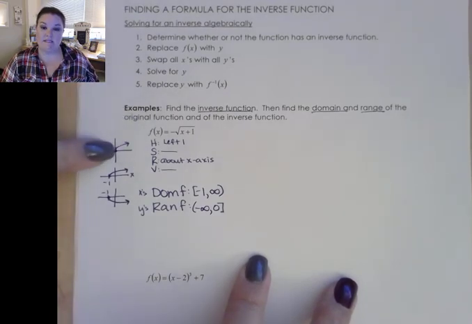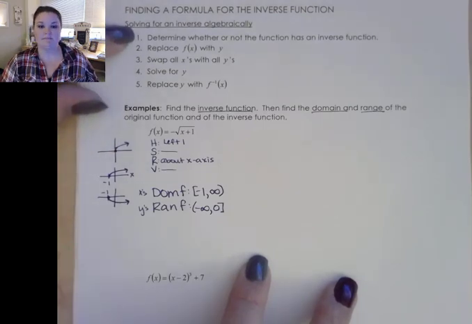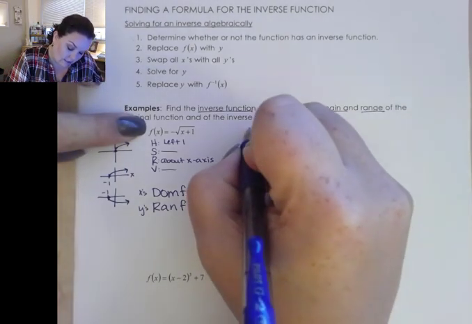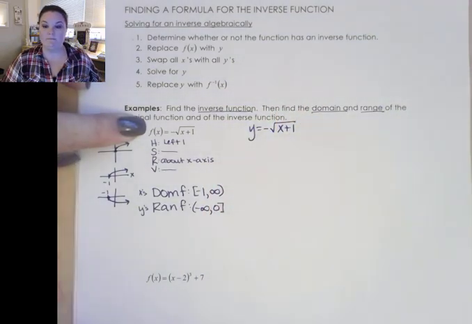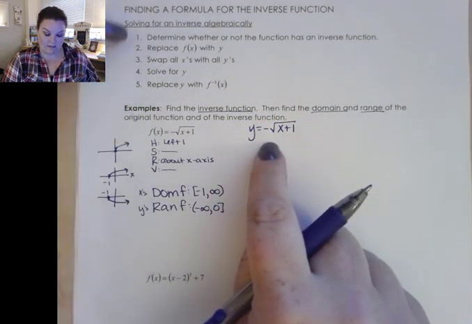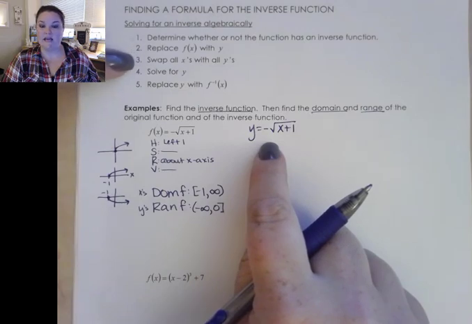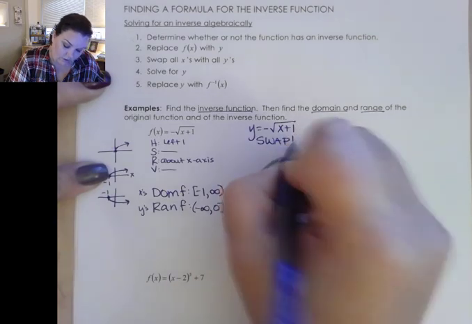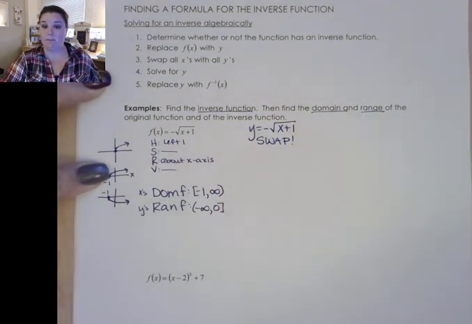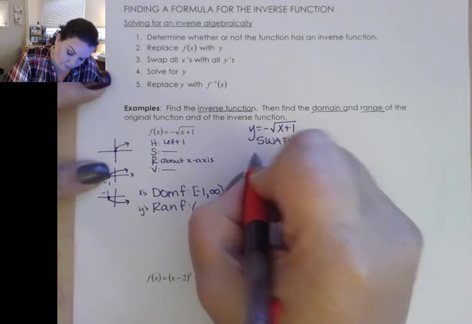We know this is a square root function. It passes the horizontal line test, so number 1, check, it should have an inverse. Number 2, we're going to take it out of function notation. So I'm going to write this as y is equal to -square root of x plus 1. Then our next step is to swap all of the x's with all of the y's. So I'm going to write down here, we're just going to swap. Now once I swap it, we're talking about the inverse function.